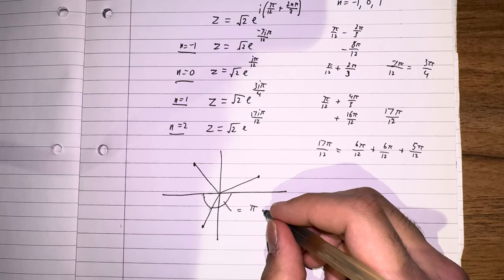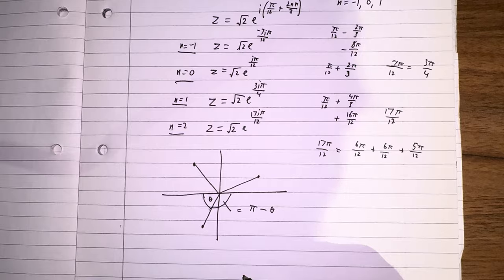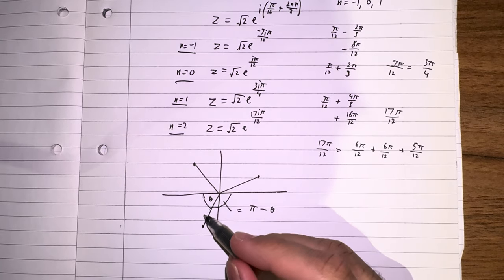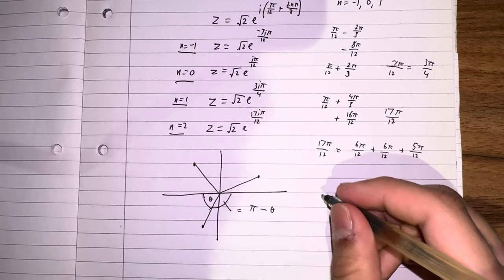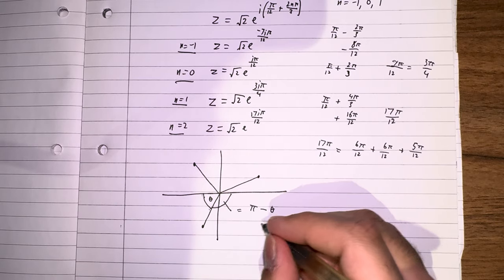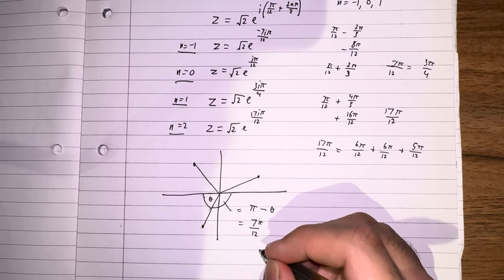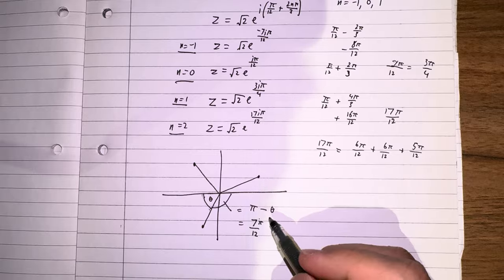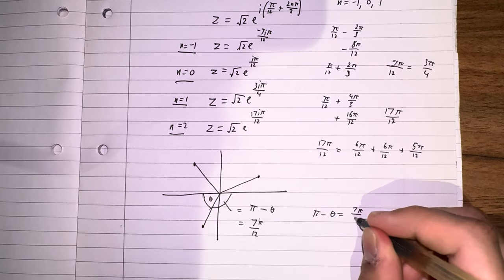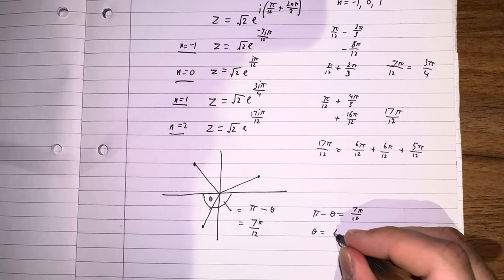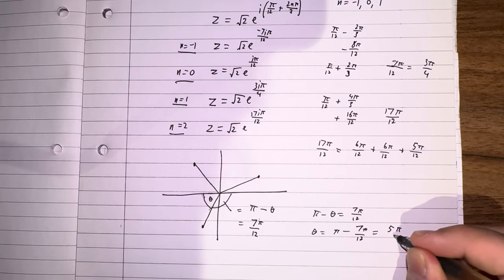and then we minus this angle here, we'll call theta. So this angle here, well, that was the argument of our negative n. So that was 7i pi over 12. So this angle here is equal to 7 pi over 12. And that's equal to pi minus theta. So pi minus theta equals 7 pi over 12, which means that theta equals pi minus 7 pi over 12, which is equal to 5 pi over 12.